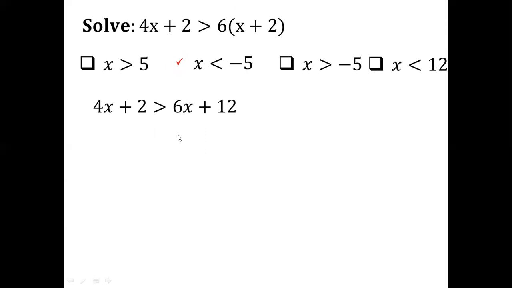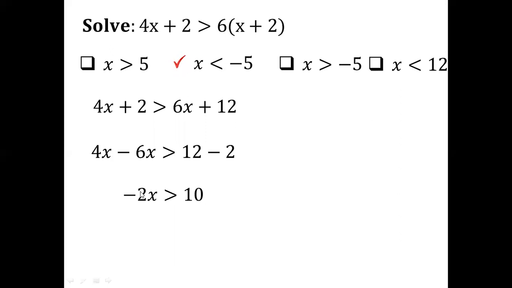The next step is to solve for the x's. I need to move the 6x to that side, and I'm going to move the positive 2 to the other side. So both of them will change to negative. So 4x minus 6x will give us negative 2x. 12 minus 2 will give us 10.